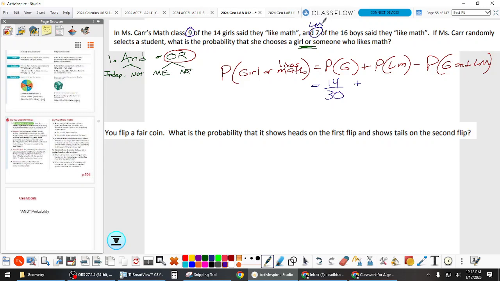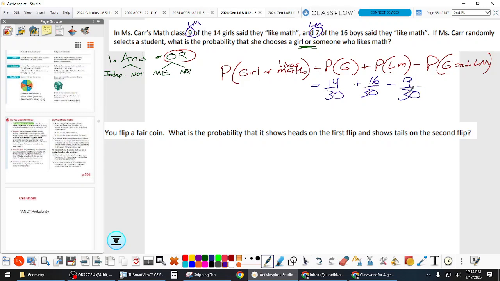16. Yeah, it's these two, right? So the 16 out of 30 like math. And then probability of being both. 30. So probability of being a girl who likes math. That's what this both is. It's just the 9, yeah.